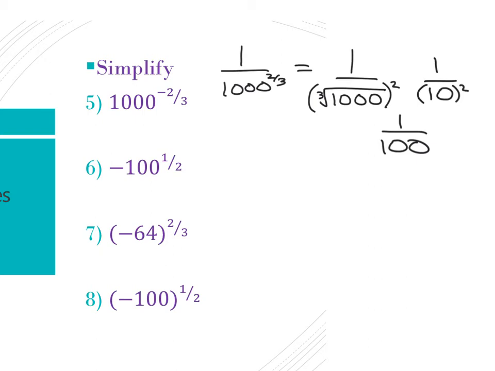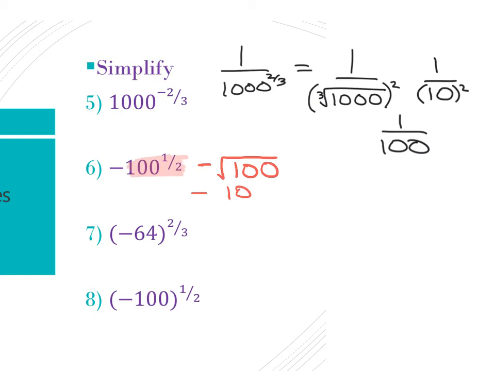This one, no parentheses, so this 1/2 power is only on the 100. So 100 is what's under the radical. The negative sign's outside, so I would find the square root of 100, and it's negative 10.